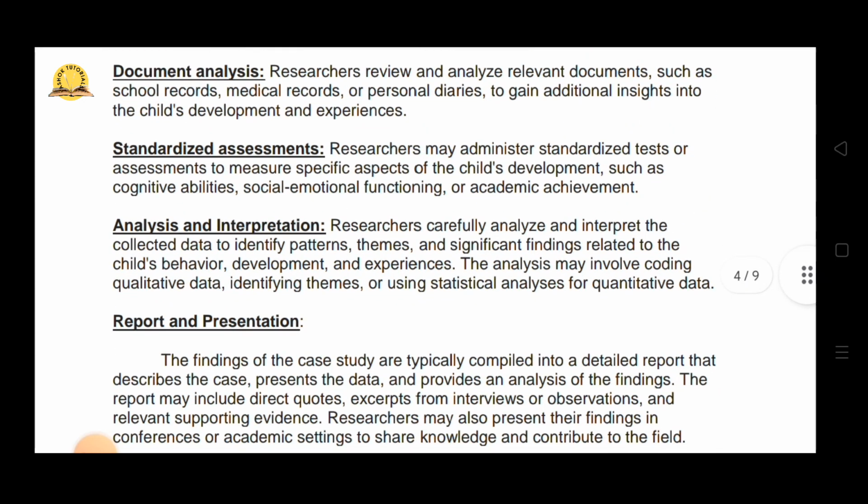Now here it comes about document analysis. So researchers review and analyze relevant documents such as school records, medical records or personal diaries to gain additional insights into the child's development experiences. So here, see what are some of the sources which can give us an in-depth knowledge of the child. As researchers, what we can do is that we can check the student's academic records, how he is performing in different areas of life in his school.